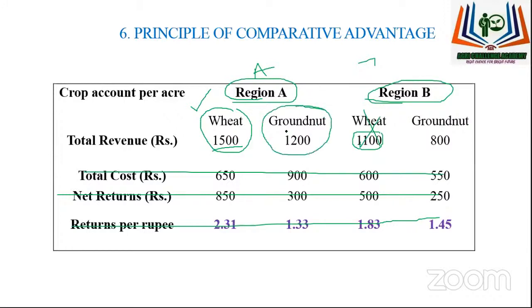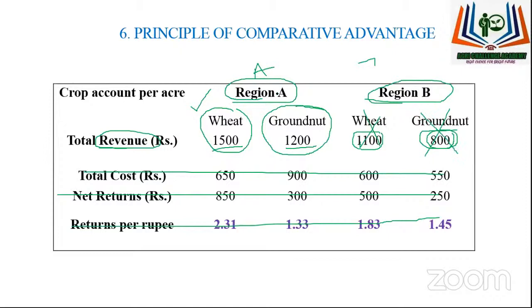Here in Andhra we are checking groundnut. Groundnut production gives 1200 rupees per acre. In Tamil Nadu, region B, groundnut production gives 800 rupees per acre. The returns are just 800 rupees, so groundnut is also not good there.